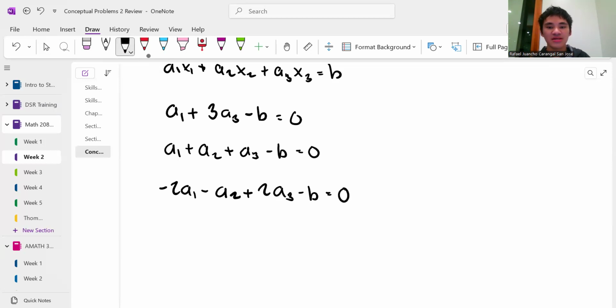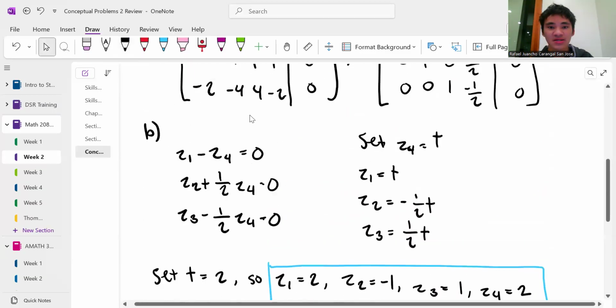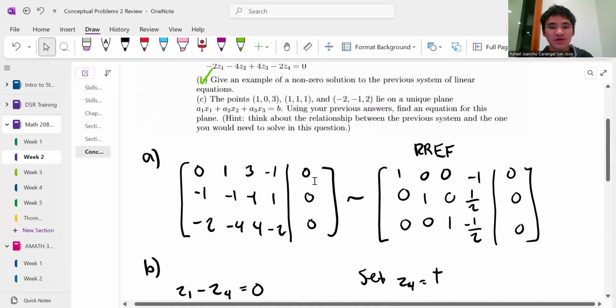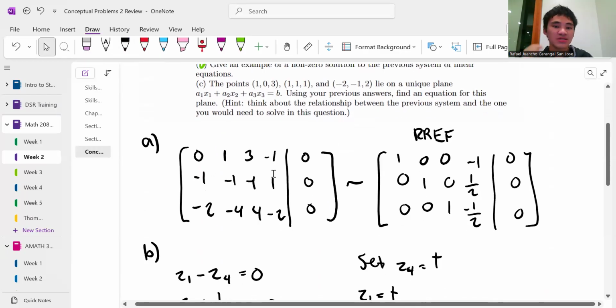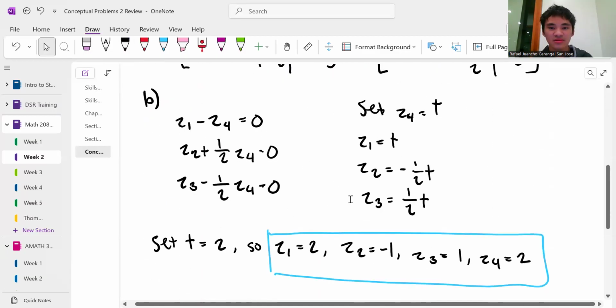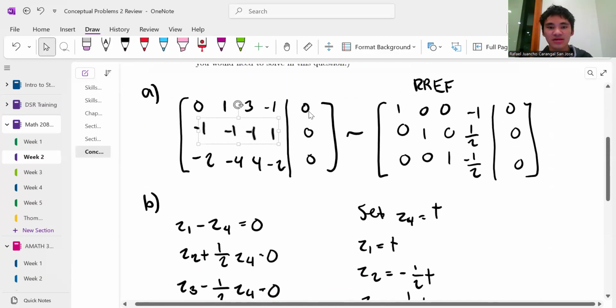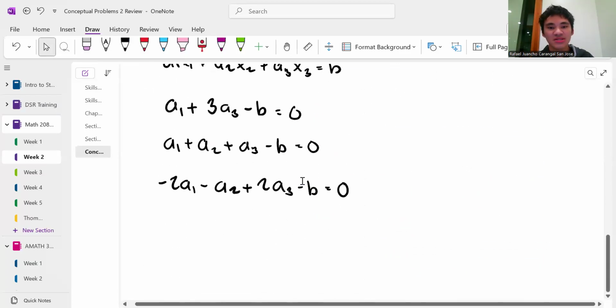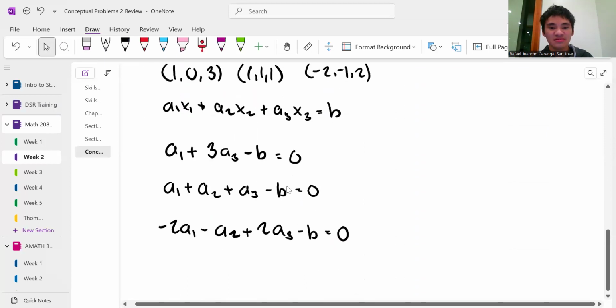The reason why I'm writing it like this is because we want the right-hand side to be 0. Why do we want the right-hand side to be 0? Because we want to compare this plane. We're doing augmented matrices to what we answered in A, right? Here we see in A, after the vertical line, we have a column vector of zeros. We have the 0 vector. So we want it to be the same in this case for C.